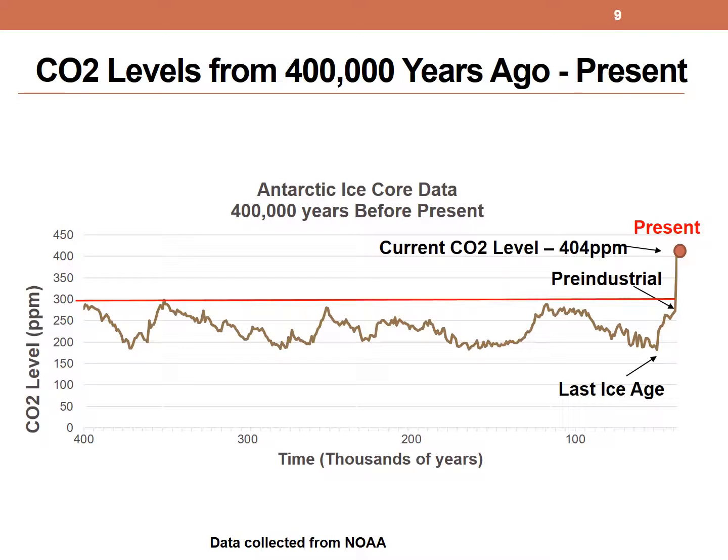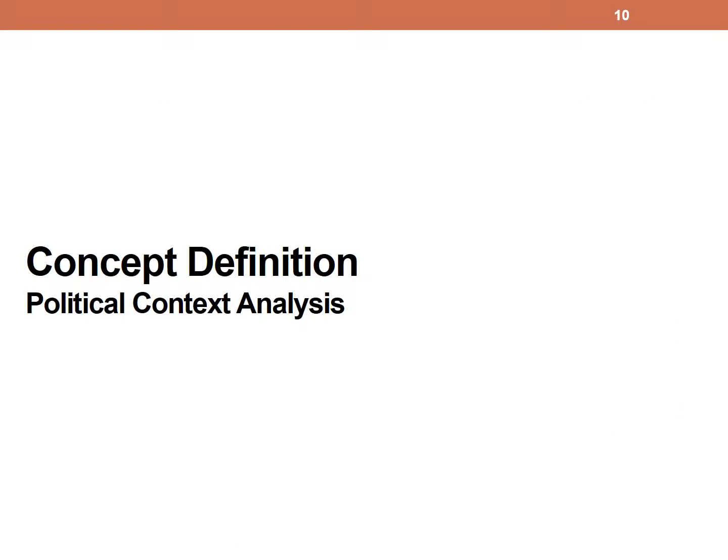what you can see here is CO2 levels from the past 400,000 years until present time. This data was collected again by the National Oceanic and Atmospheric Administration using ice core data, and as you can see, CO2 levels had not increased over 300 parts per million until the pre-industrial age. Once that occurred, we skyrocketed up into the current level at 400 parts per million. It's important to note that there have been attempts politically to address the carbon dioxide levels, but as you will see, they have been unsuccessful.